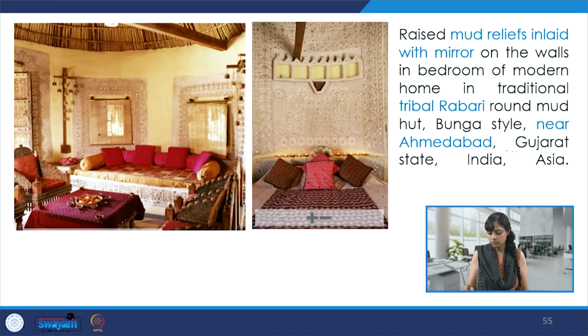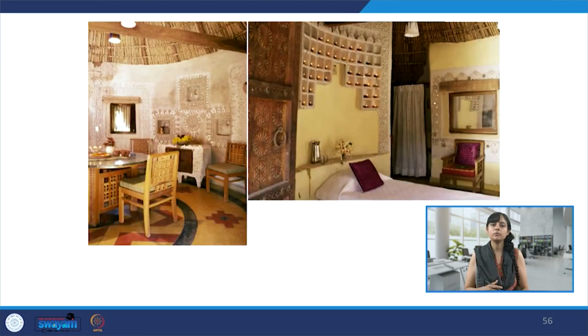Another one again from Gujarat, where we see mud reliefs, mirror work, a very, very interesting indigenous style of interior architecture, which is very representative of Ahmedabad and Gujarat. The Bhunga style of interior architecture, the Bhunga houses, are quite known and extensively talked about. So this is that example. Some more images of that.